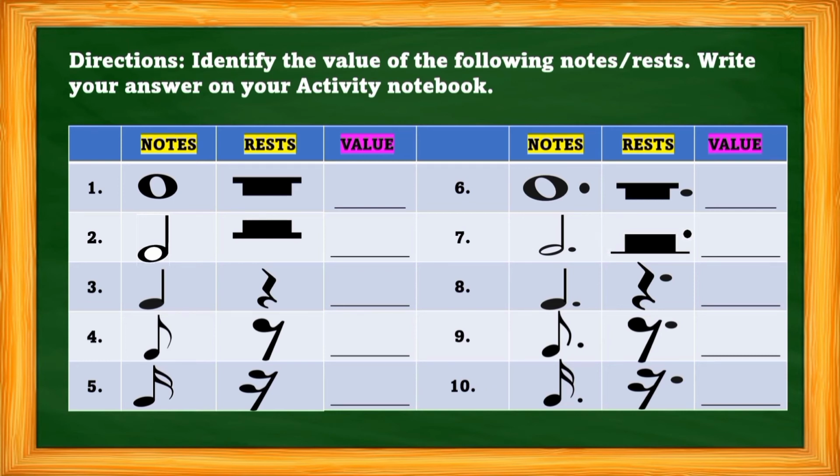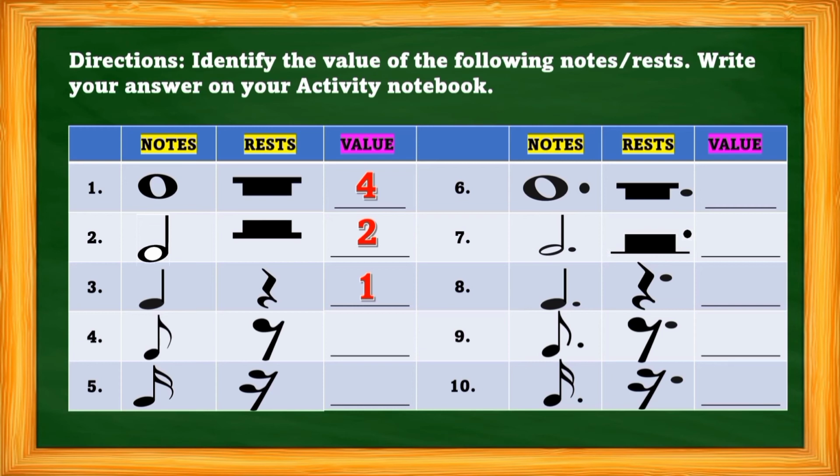So, we need to answer this one if you understand the lesson. We need to identify the value of the following notes or rests. Write your answer on your activity notebook. Number 1. What is the value of the whole note and whole rest? Yes, the answer is 4. How about number 2? The half note and half rest. Amazing answer. That is 2. Number 3. The quarter note and quarter rest. Yes, the answer is 1.